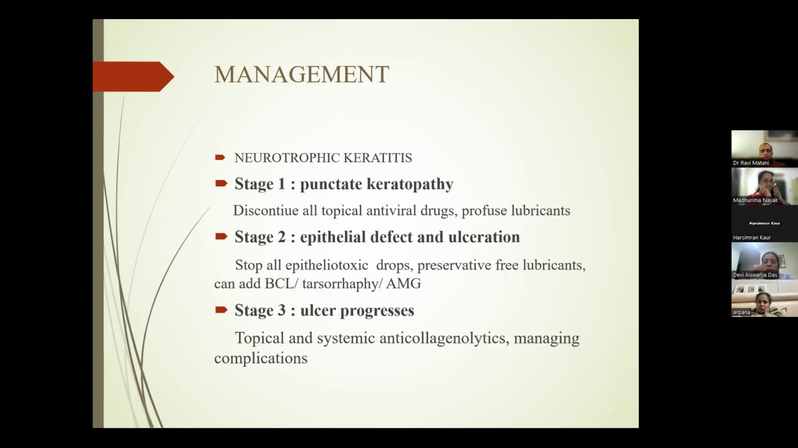So first it will be a punctate lesion. If you can identify it, then it is better to stop all the topical antivirals and use the lubricants. Then stage 2, epithelial defect, again stop all the epitheliotoxic drugs. Nowadays, very rarely we have these toxic preservatives. We can add a BCL, tarsorrhaphy, AMG. I have never needed to. And if the ulcer is progressing, just give a prophylactic antibiotic like chloramphenicol. Then you can give topical and systemic anticollagenolytics and manage the complications.